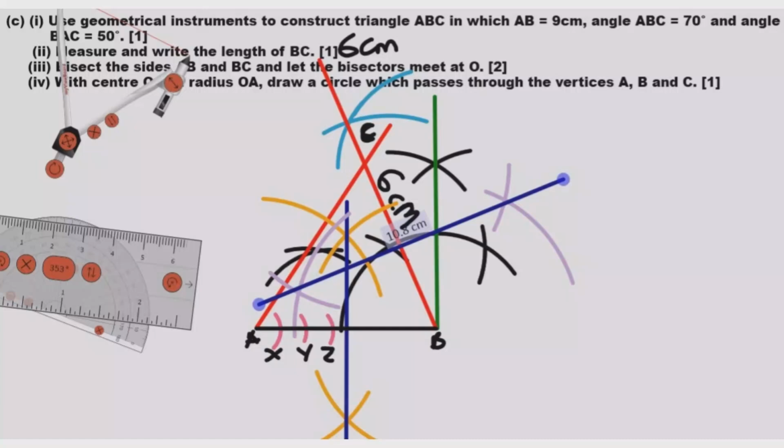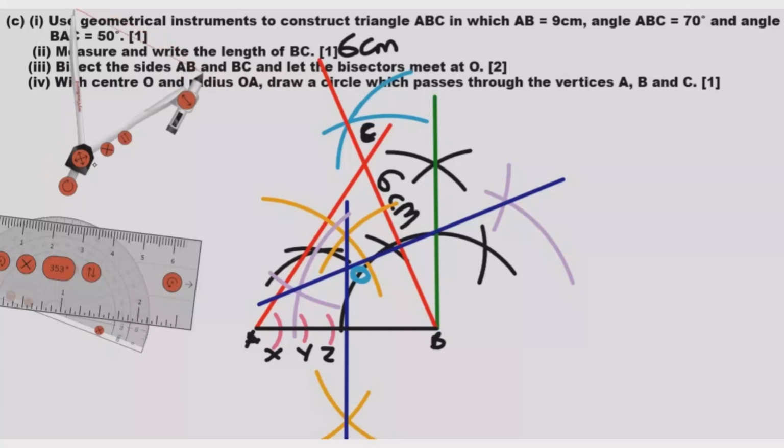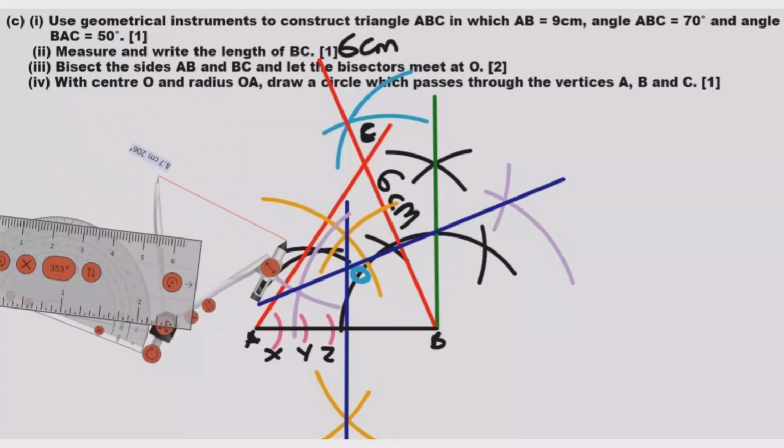Then we are told to let the bisectors meet at O. So we need to name this point where the bisectors have met as O. So this is O. Then we go to the next question, which is: with center O and radius AO, draw a circle which passes through the vertices A, B, and C.